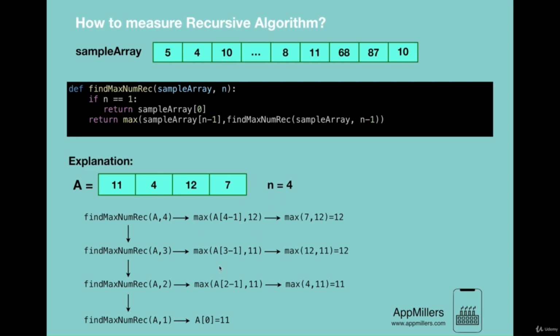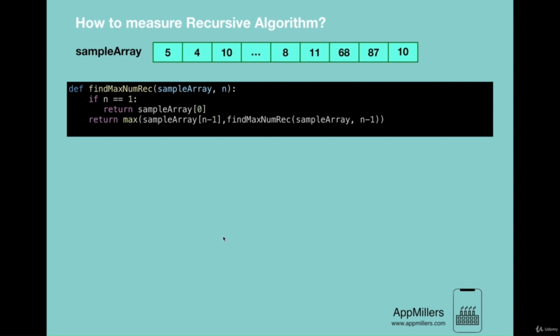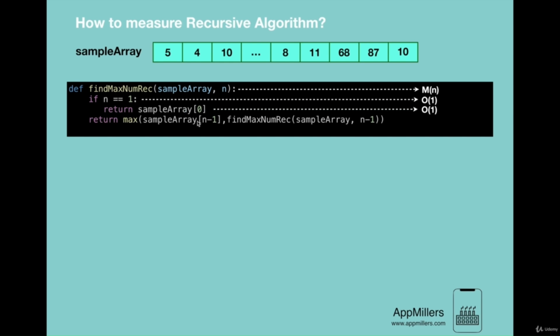Now let's see how we can find the time complexity for this algorithm. When we find time complexity for recursive functions, we have a standard. Here we assume that if a function calls itself recursively, it takes M(n) time complexity. Inside this function, the if condition will take constant time complexity, and returning the first element will also take constant time. But the problem is, when we come to this expression, we don't know its time complexity. Initially, we assume that our function takes M(n) time complexity, where n is from this parameter.